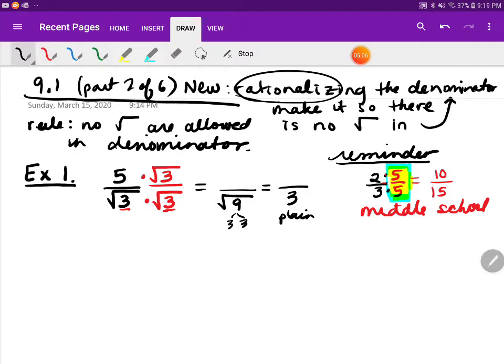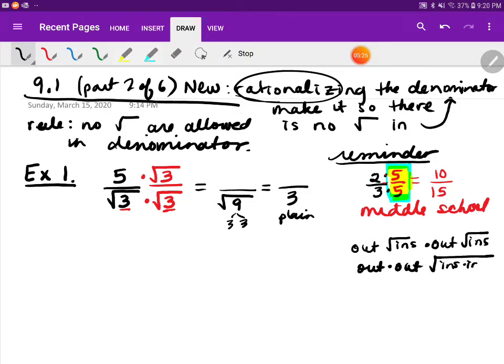Now, when you're multiplying radicals, the way that it works is if you have an outside and an inside, I'm writing over to the right, and you multiply it by an outside and an inside, you're allowed to multiply the out times the out, and you're allowed to multiply the inside times the inside. So this specific 5 is an out, and the 3 is an in.